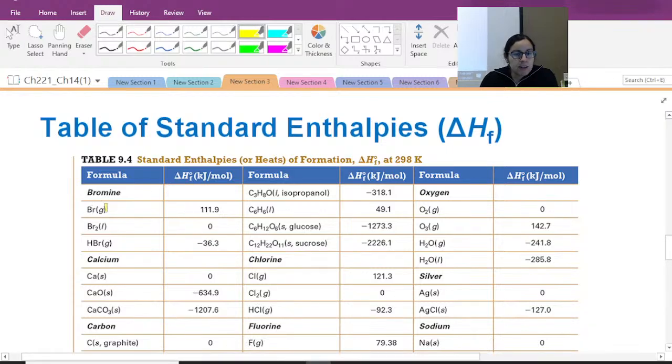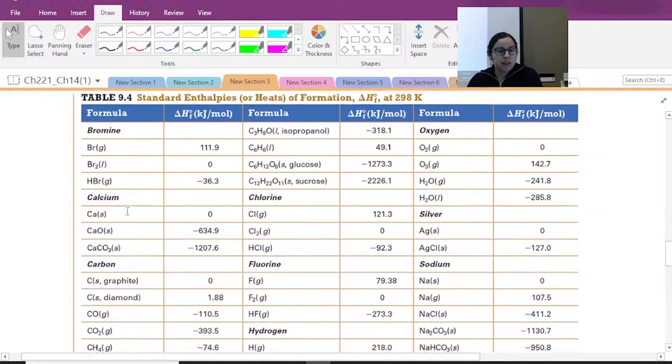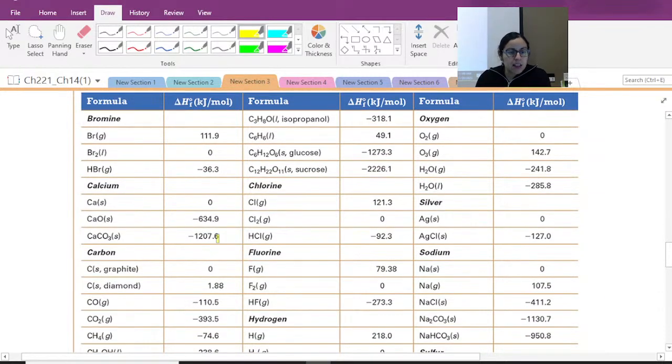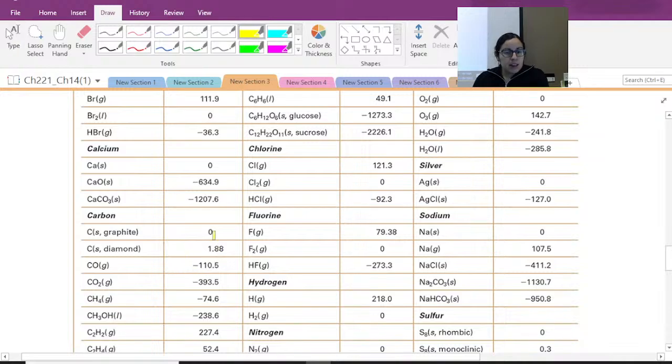And then we can see, well, in the gas state, that took energy to get it there. So it has 111.9 for the gas state. So that's kind of interesting, or, you know, again, appreciate that. So notice carbon, so graphite is set at 0. And then diamond is a little bit higher heat of formation. Again, appreciate it, right? So the form does matter.